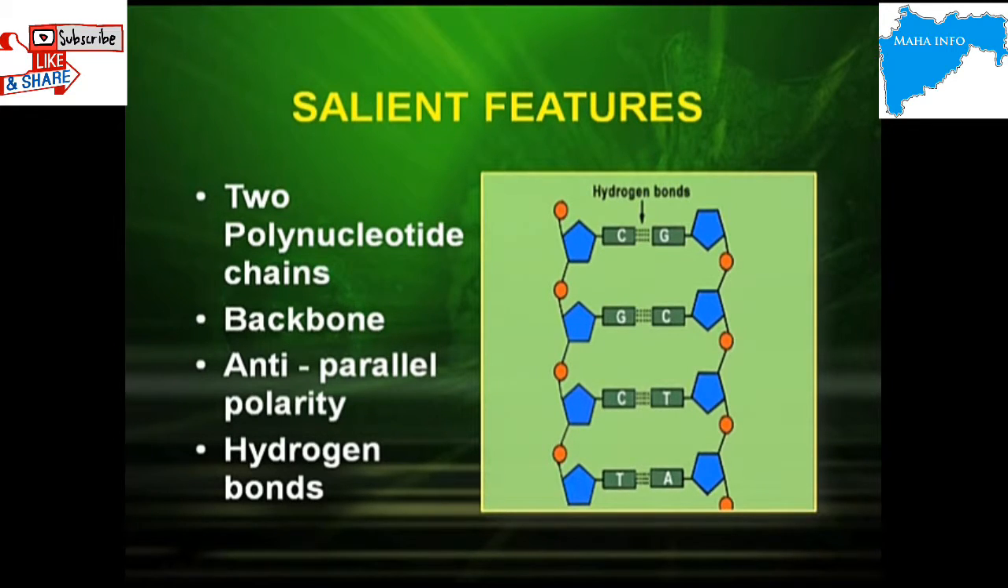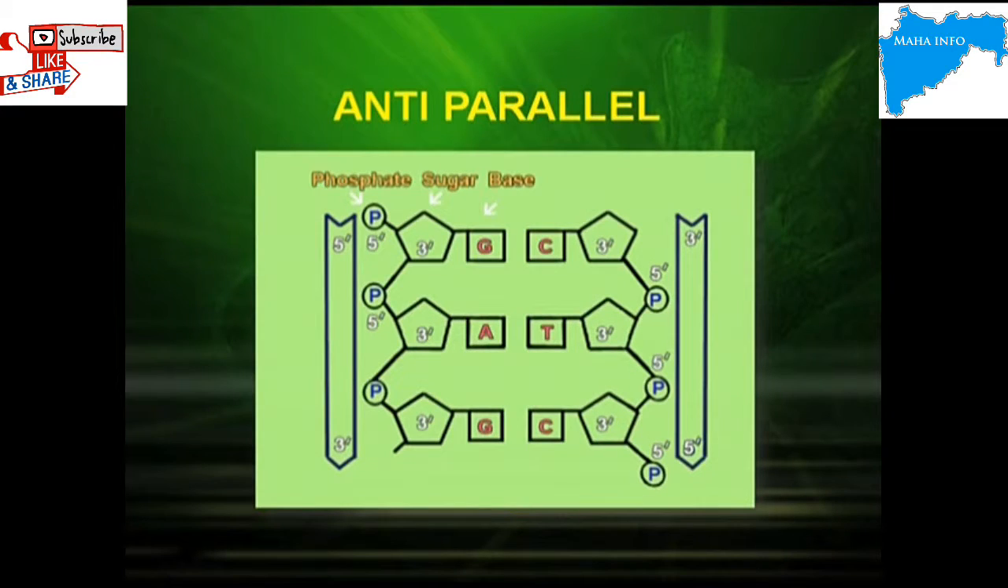There is a difference in the hydrogen bonds between AT and GC. As you can clearly see in the picture, between A and T there is a double bond and between G and C there is a triple bond. So, the following diagram shows the anti-parallel features of the DNA, 5' to 3' and 3' to 5'.